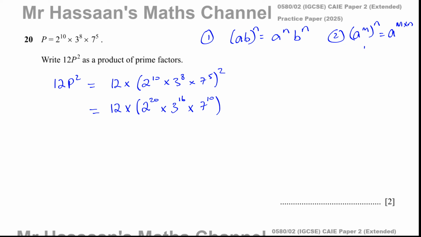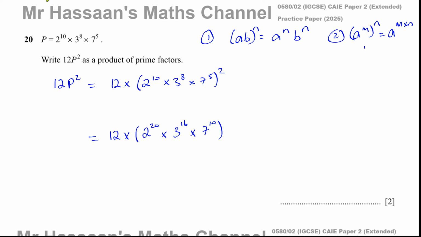I'll actually write this with another step to make my steps clearer. I don't have to use this bracket over here, by the way. I can get rid of this bracket now, because that bracket was for the squared. So this will be 12 times 2 to the power of 10 squared, times 3 to the power of 8 squared, times 7 to the power of 5 squared. That's using this rule over here, and then that gives us this.